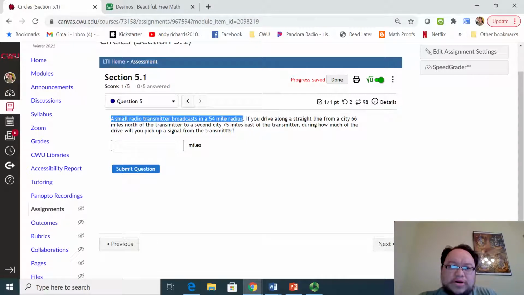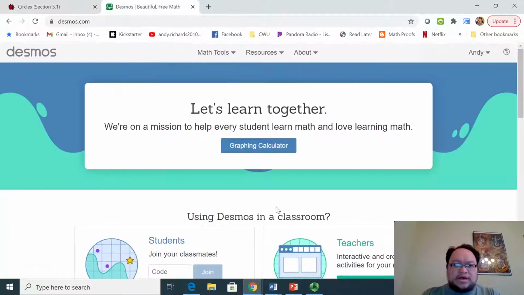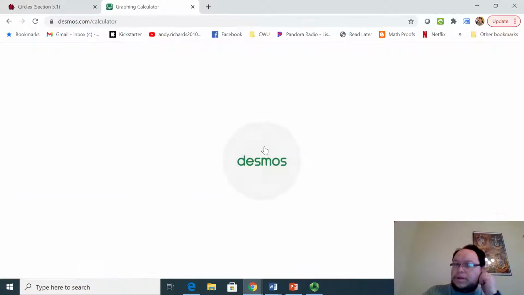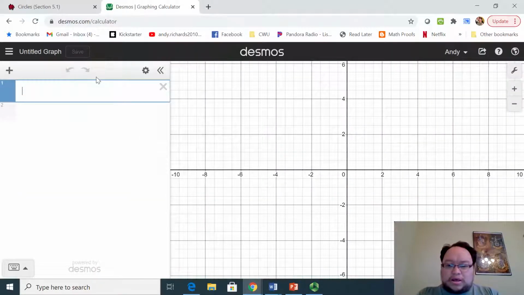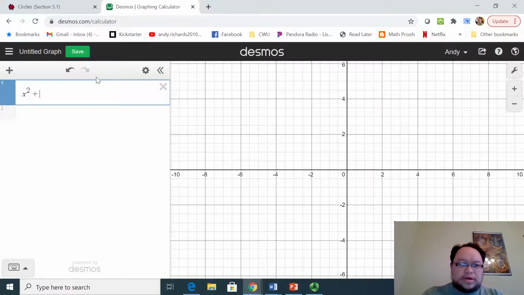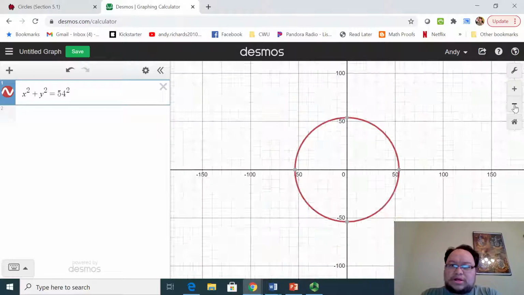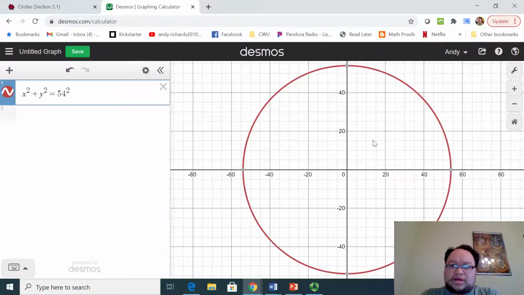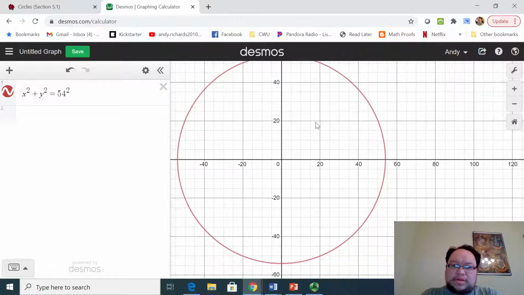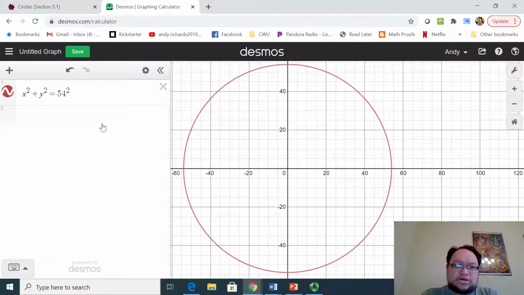So this first part here, the radio transmitter broadcasts in a 54-mile radius. So that means that if we had a circle, let's just make it about the origin to make it easy, the 54-mile radius would look like that. Right? So I'm going to zoom out just so we could see that piece of it. And I'll go just a little bit further back just to make sure we can kind of see where things go.